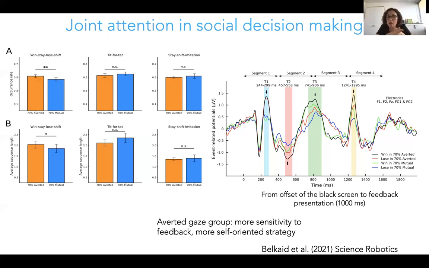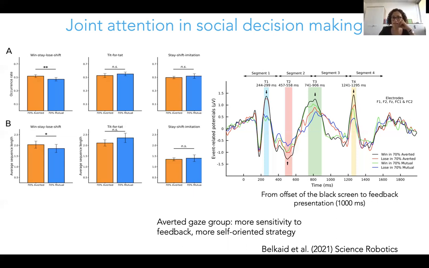Interestingly, this is the strategy that the robot was programmed with in 80% of trials, and this is the optimal strategy. So what you can see here is that, again, when people were engaged in the mutual gaze condition, they chose this strategy less often. And that's in occurrence rate and also in the sequence length with respect to that specific strategy.